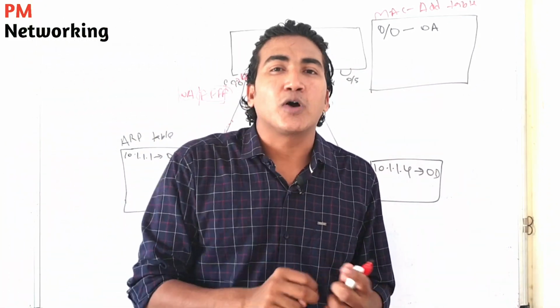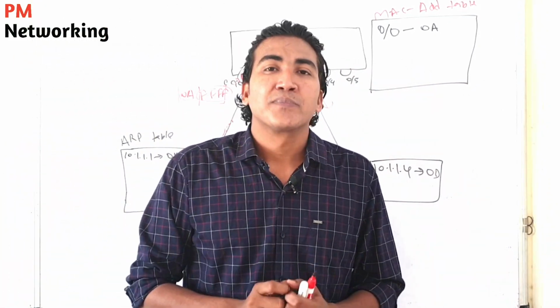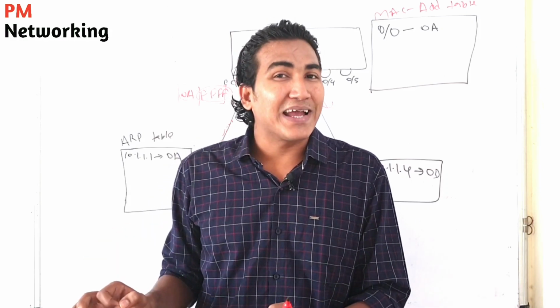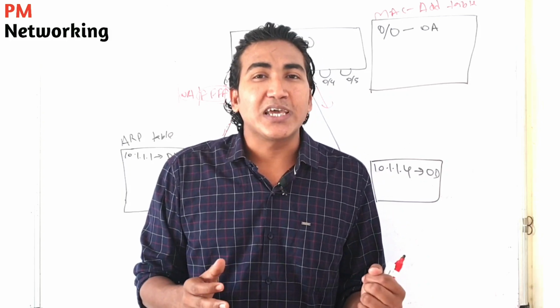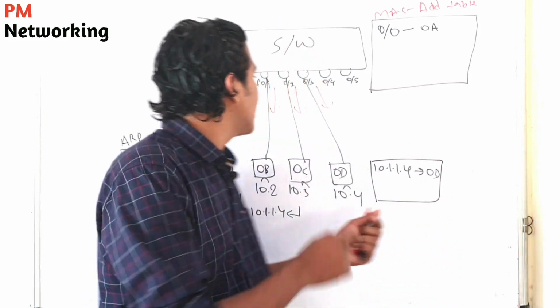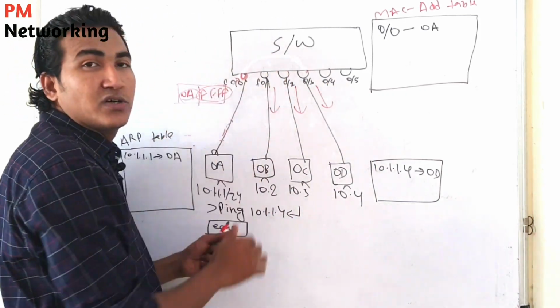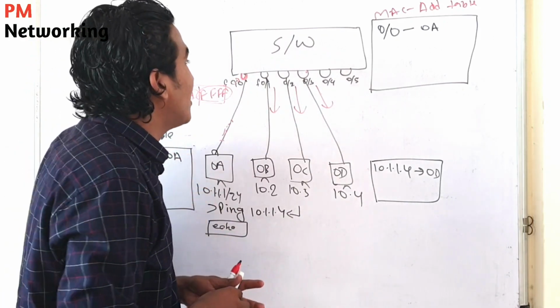So there are two functions of a switch. The first function is that a switch always learns the source MAC address, and on the basis of the destination MAC address the switch takes the forwarding decision.